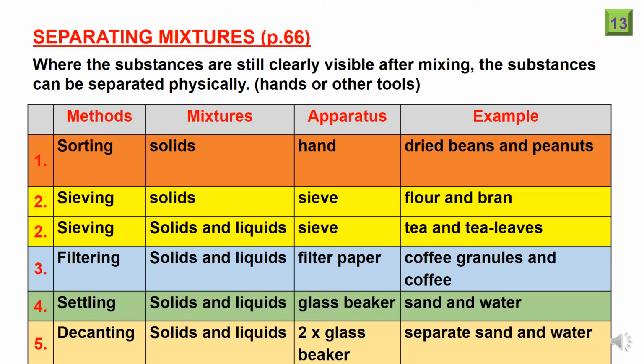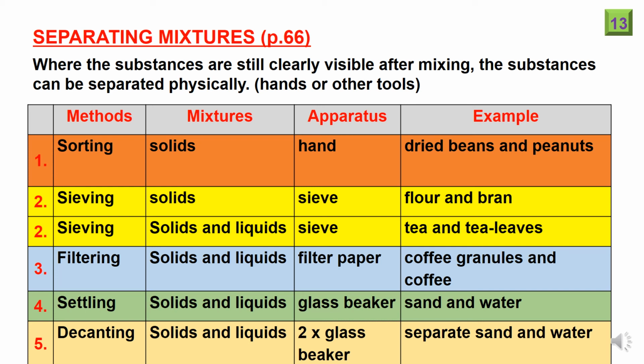Now that we have done mixtures, we can look at this table to summarize the separating of mixtures. The first one, example of dried beans and peanuts. Because it's two solids, we can use our hand and use the method of sorting. Number 2, if you look at the flour and bran, we use a sieve to separate the two solids. Important here is the grain size. Must be different. The flour will fall through and the bran, with a bigger grain, will remain behind.